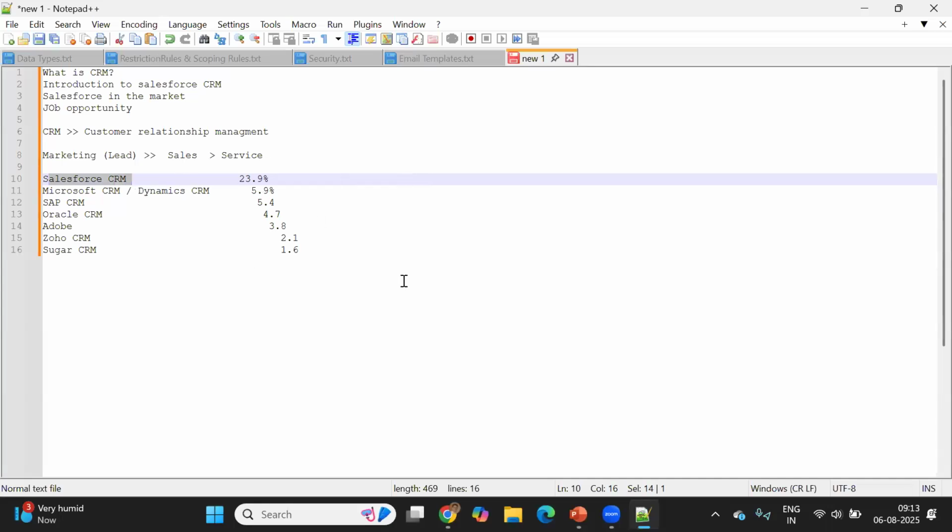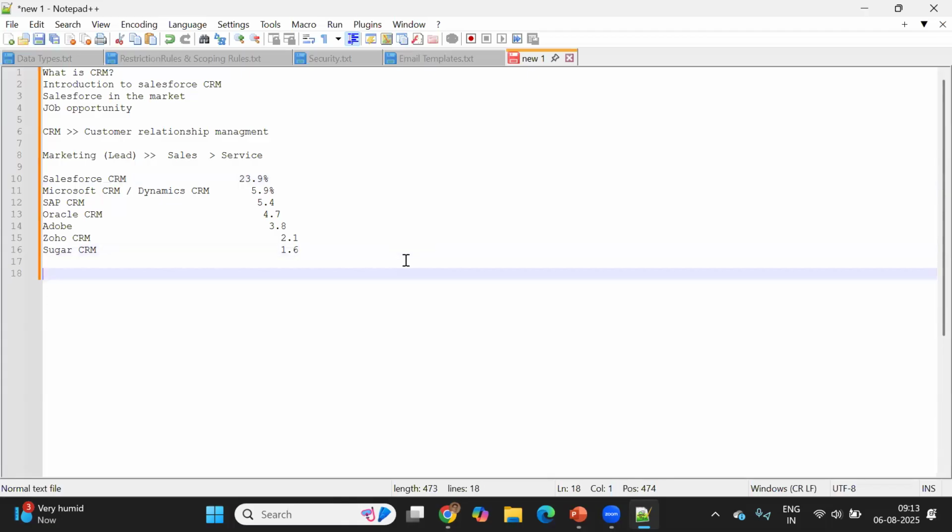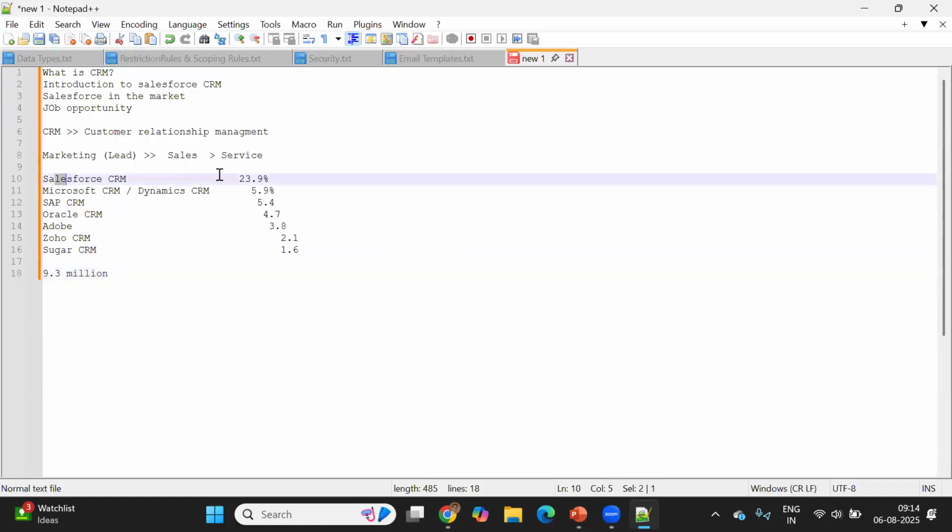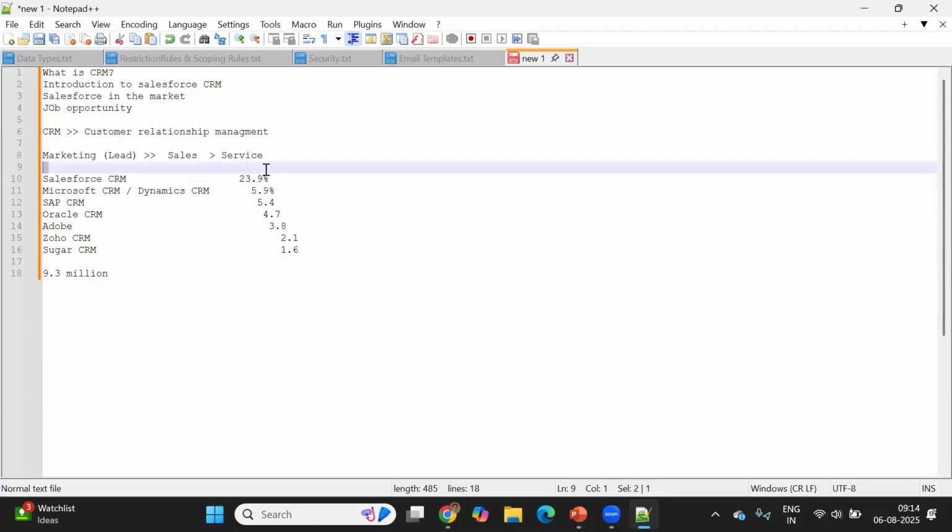And the IDC report, International Data Corporation, IDC, as per the IDC report, almost 9.3 million jobs are expected by 2026, right? So this is how the market is going with the Salesforce CRM. This is a part where you need to understand that this is the market leader. So if you are going to learn the Salesforce CRM, you are on the right path. You need not look for other platforms in the future. You can complete your entire career in the Salesforce CRM, right?